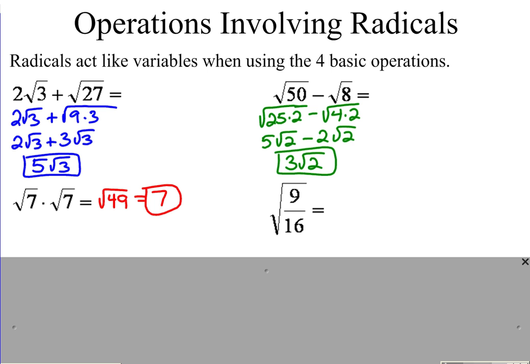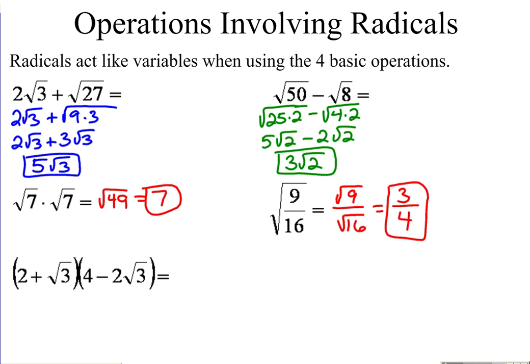Root 9 over root 16. Anytime you have the square root of a fraction, you can separate it into the individual square root of the numerator over square root of the denominator. Square root of 9, 3. Square root of 16 is 4.